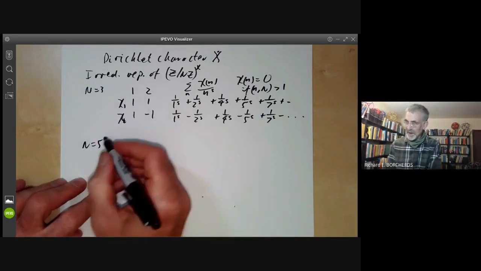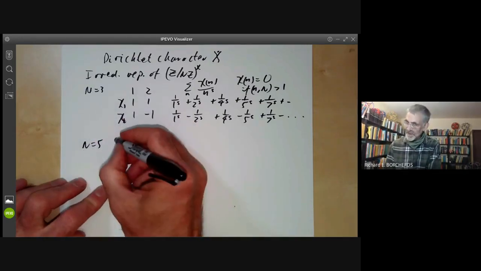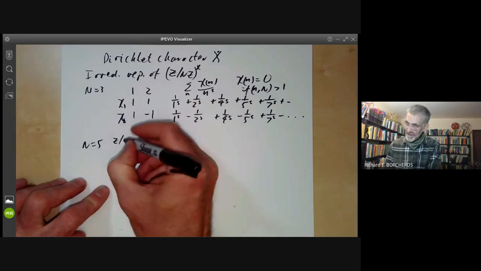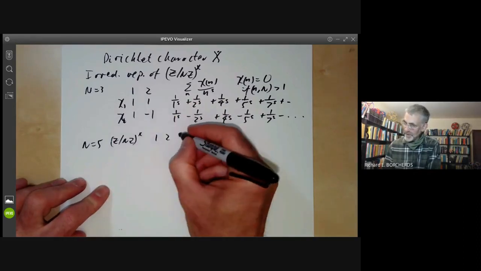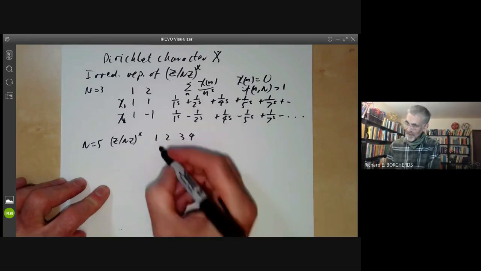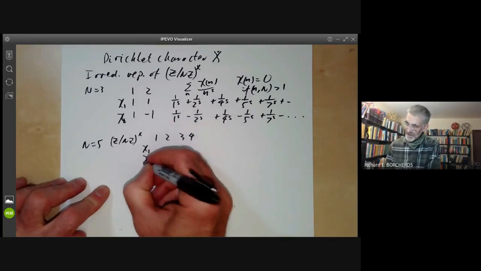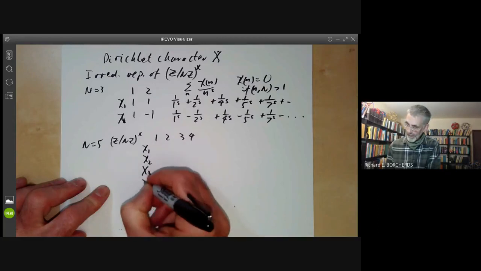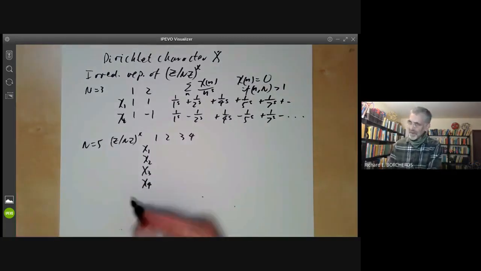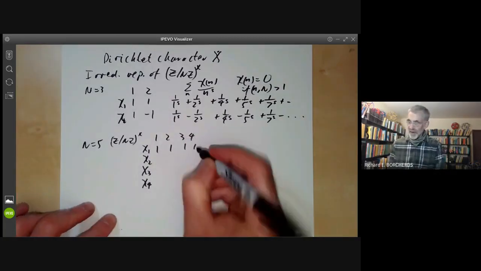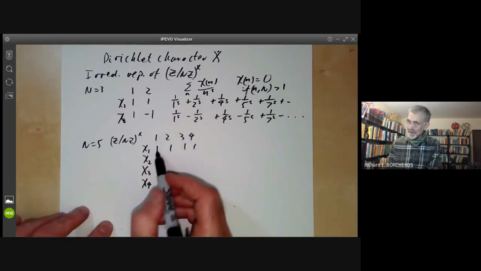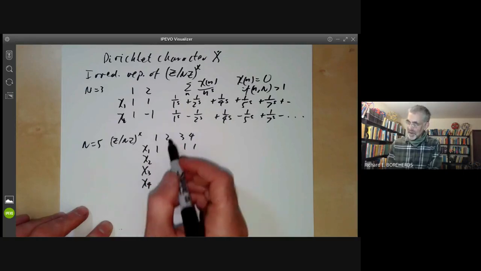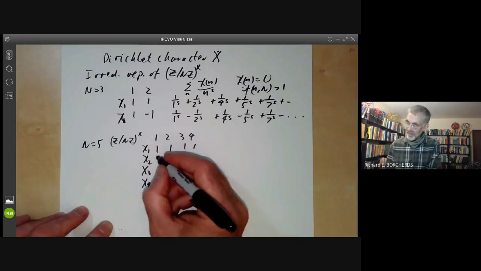See what's going on. This time, there are four elements in Z over nZ star. It can be 1, 2, 3, or 4 mod 5. And there are going to be four characters. And the first character is the identity character. And now in this group, the element 2 has order 4. So you can choose the value of the character at 2 to be any fourth root of 1.